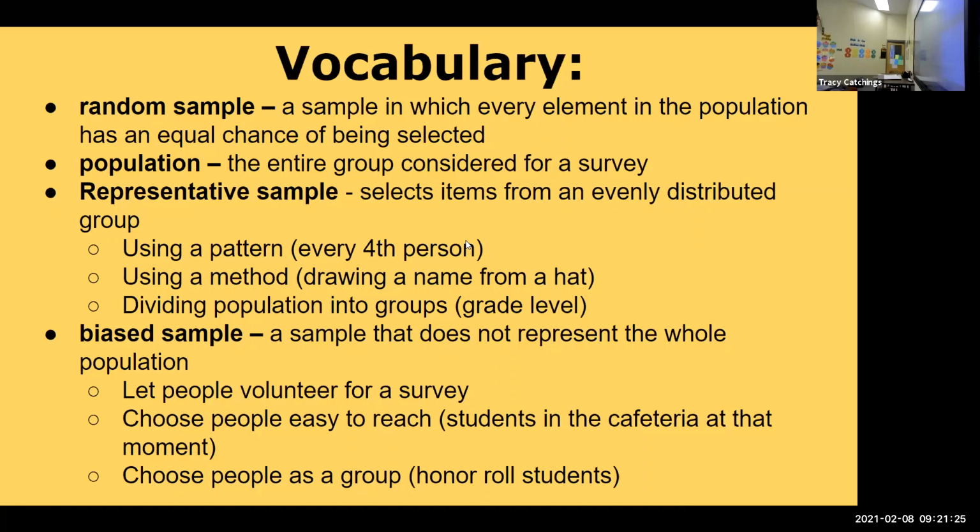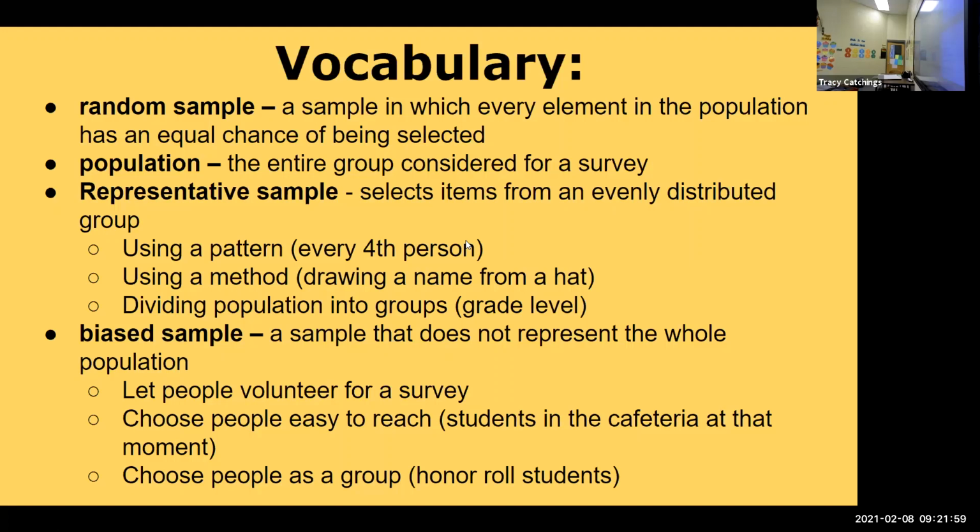All right, what's a representative sample? An evenly distributed group. Good job. It selects from an evenly distributed group. That's where it may use a pattern, every fourth person. It may use a particular method, drawing a name from a hat, or it may divide the population into groups. Let's say if we're talking about school, we may have a group for specific grade levels. So that would be a representative sample as long as everyone has a chance of being selected.